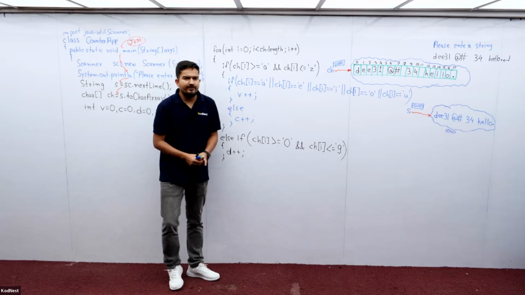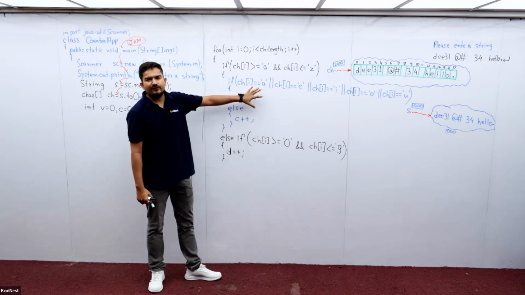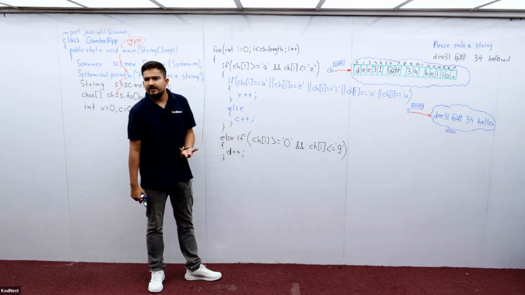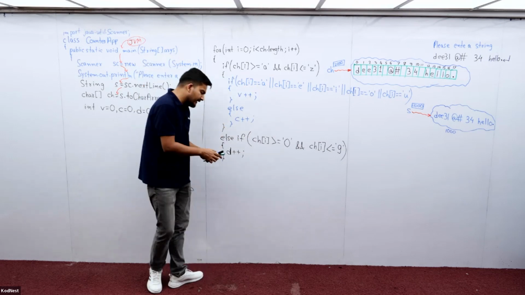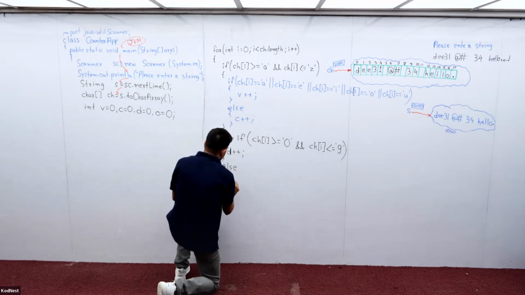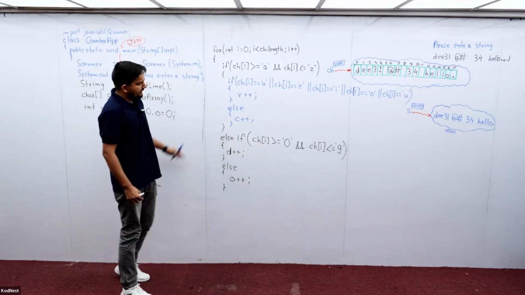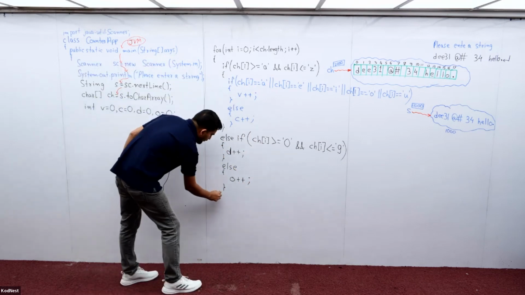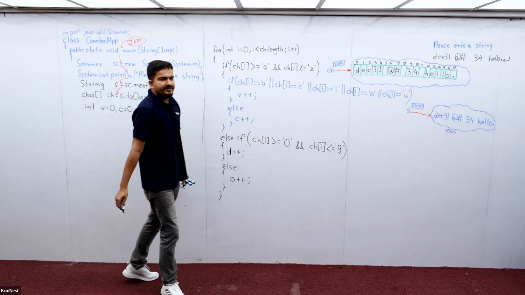Now you only tell me, if something is not a vowel or a consonant, something is not a digit, what will that be? That will be a special character. So maybe I am going to say else, whose value are we going to increase? The others value I am going to increase. Maybe I'll say O plus plus, something like this. This is going to be the logic for the program. Of course, we are also going to close the loop. So this is basically our logic.